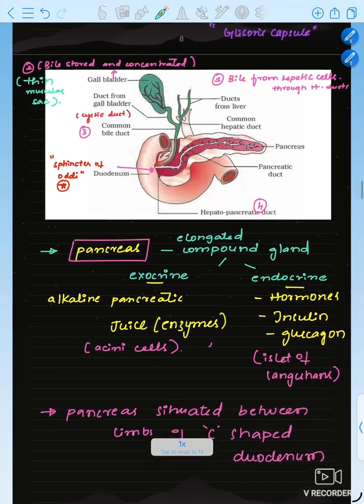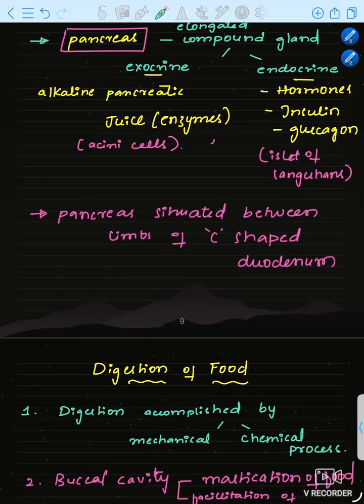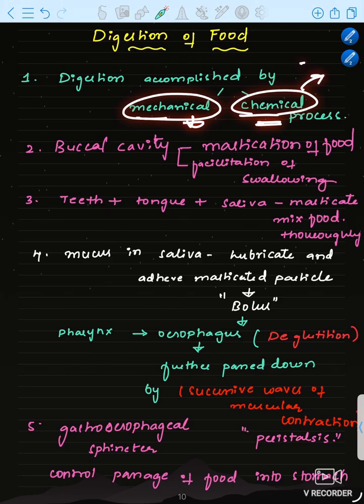So we are done with the digestive glands: salivary gland done, liver done and pancreas done. Now let us go forward. We learnt about the digestive tract and the salivary glands, and now the digestion of food, the ultimate process. It is very simple. I told you in the beginning that digestion is a mechanical process and a chemical process. Mechanical means churning, chemical means enzymatic action.